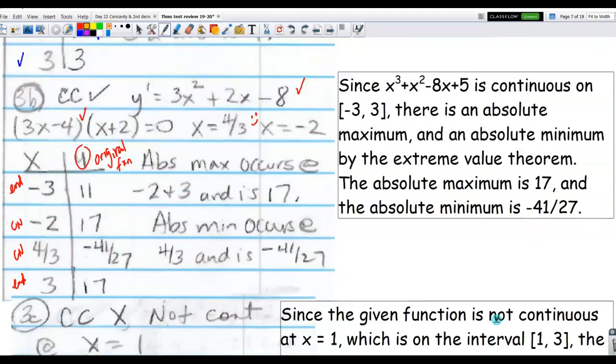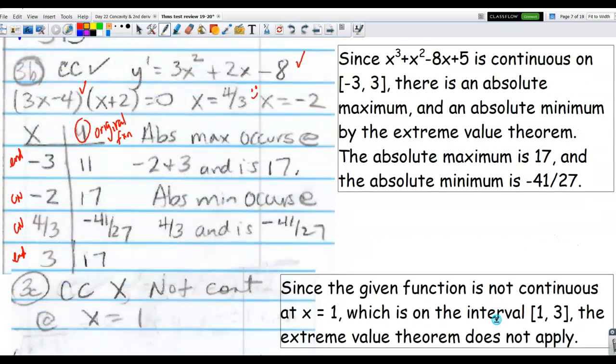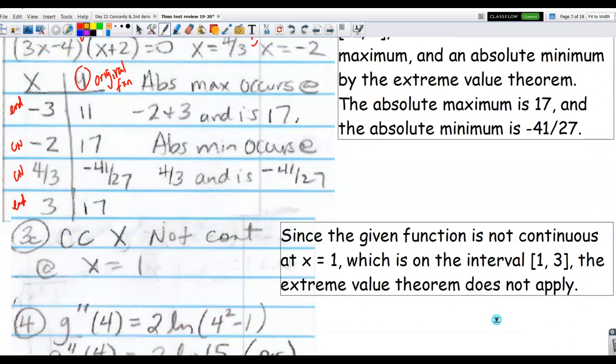Since the given function, and I should have named it, but maybe it's just called y, is not continuous at x equal to 1, which is on the closed interval, the extreme value theorem does not apply.